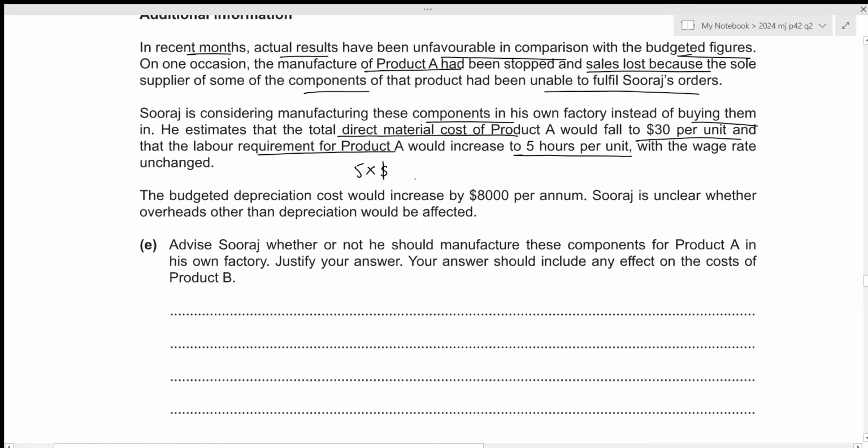So the new direct labor per hour will be 55. Previously it was 33 as the hours per unit were only 3 hours. Then the budgeted depreciation cost would increase by 8,000 per annum. Suraj is unclear whether overheads other than depreciation would be affected. We need to advise Suraj whether or not he should manufacture these components for product A in his own factory. We need to justify our answer, and it should also include any effect on the costs of product B.